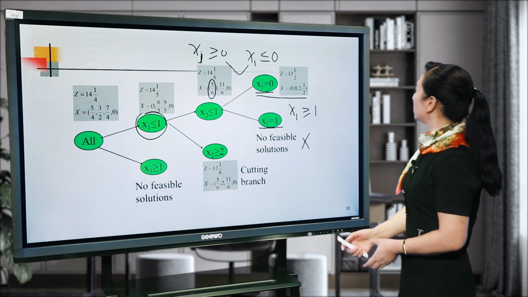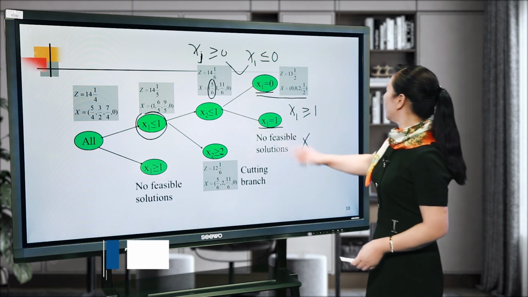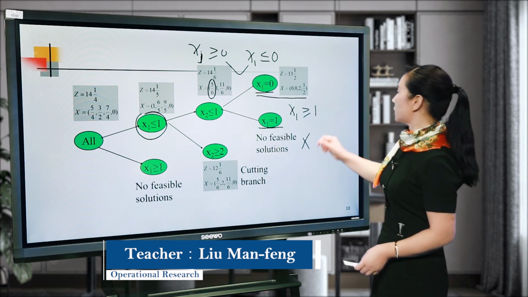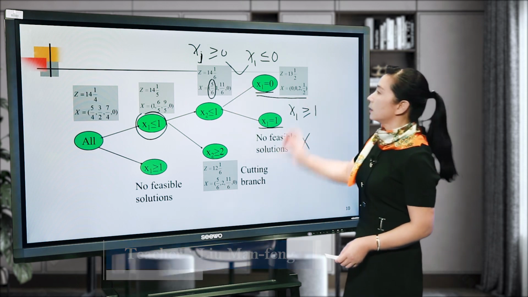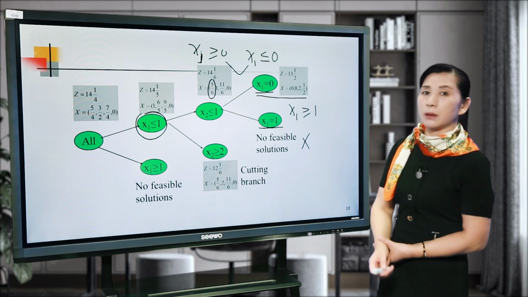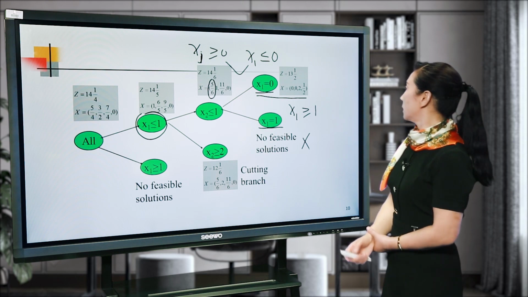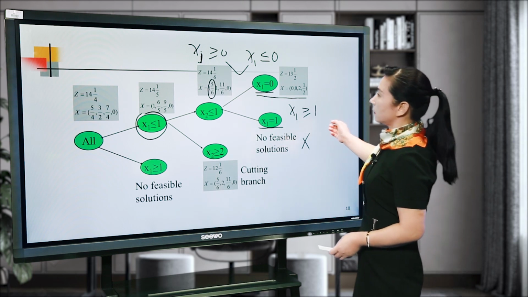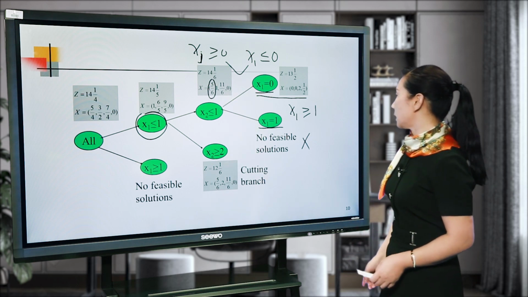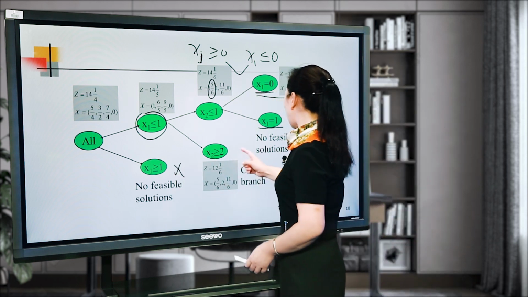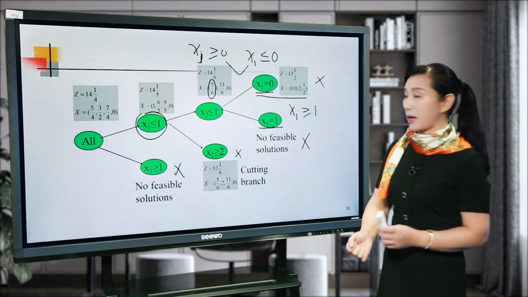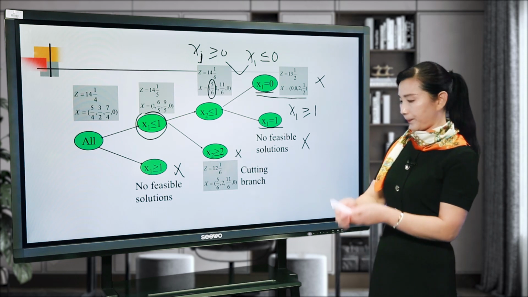In these subprograms, we notice that x1, x2, x3 are integers. So its solution meets our requirement, and the solution is finished. We notice that we cut this branch, and cut this branch, cut all the branches. So we finish the solution.